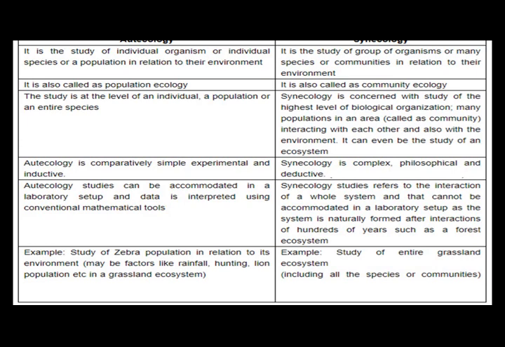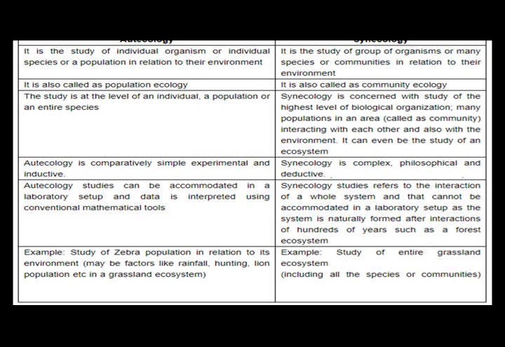Let us compare Autecology with Synecology. In Autecology, it is a study of an individual organism or individual species of a population in relation to their environment. Whereas in Synecology, it is a study of a group of organisms or many species or communities in relation to their environment. Hence, Autecology is also known as population ecology and Synecology is also known as community ecology. In Autecology, the study is at the level of an individual, a population, or an entire species. Whereas Synecology is concerned with the study of the highest level of biological organization, many populations in an area interacting with each other and also with the environment. This can even be the study of an ecosystem.